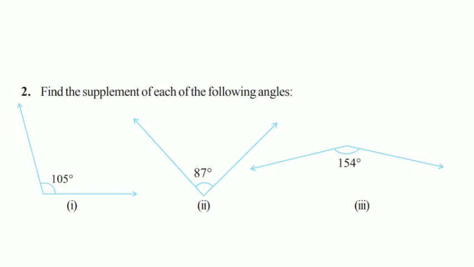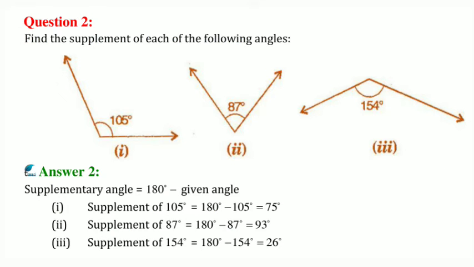In the second question, find the supplement of each of the following angles. So in complement, what did you do? You subtracted from 90. Here, simple thing, you have to subtract from 180 degrees. So for the first answer, 180 degrees minus 105, you will get 75 degrees.